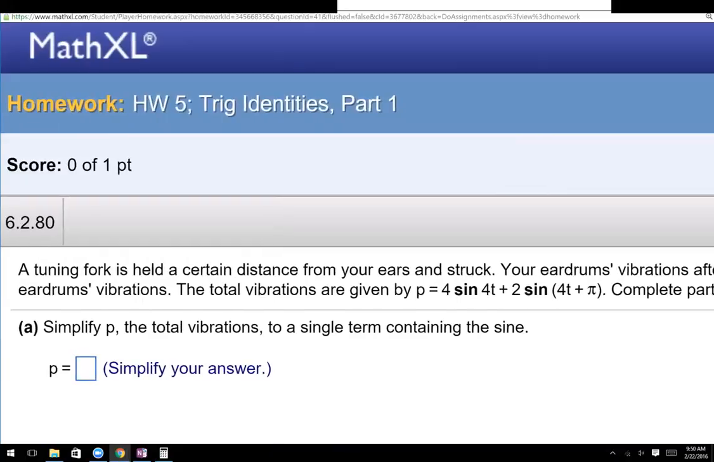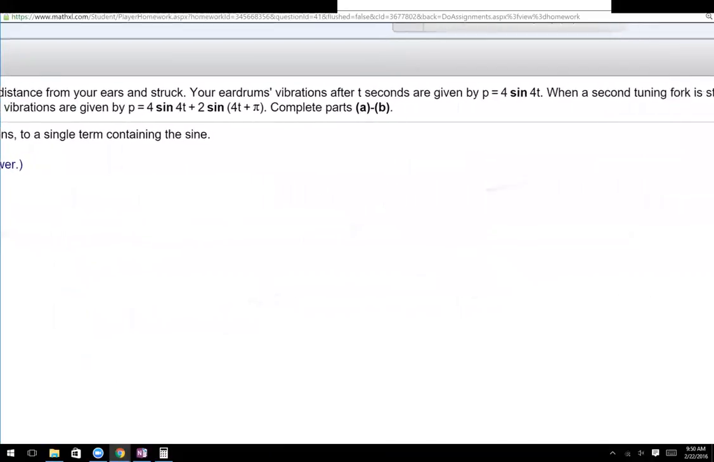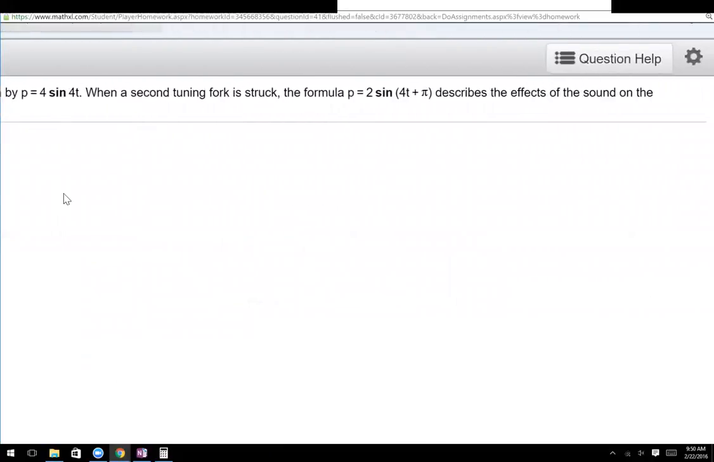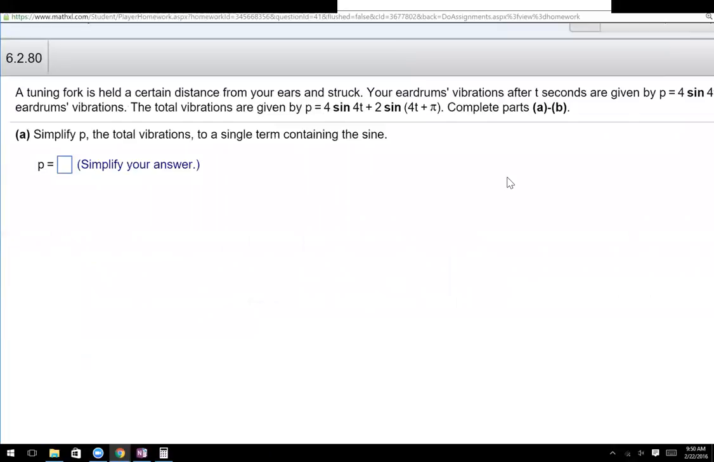Tuning forks struck, and the vibrations reaching your eardrums are given by that. The second is that. Simplify into a single term containing sine. Well, if you do sine of a number plus pi, pi is half of a period, so sine of something plus pi is negative sine. So this is 4 sine of 4t minus 2 sine of 4t. So that would be 2 sine 4t.